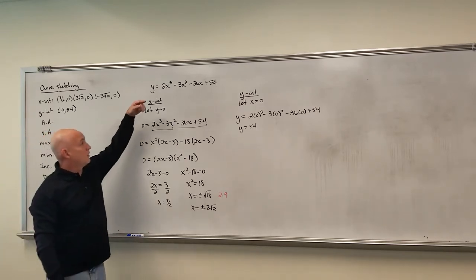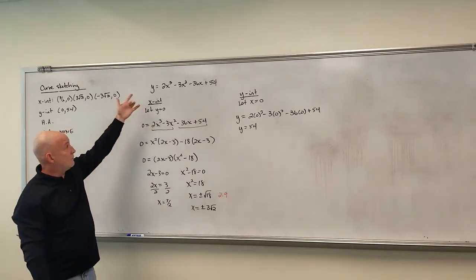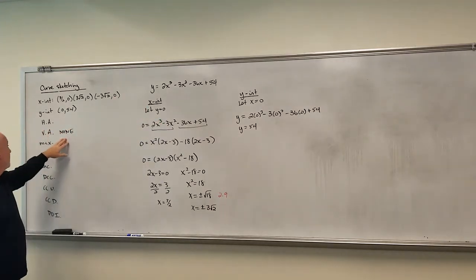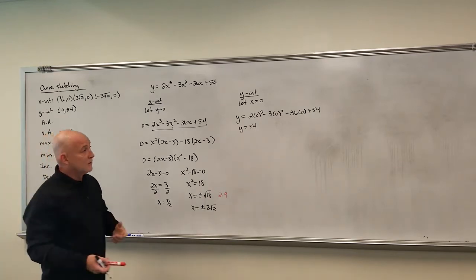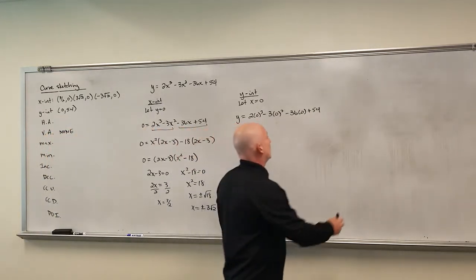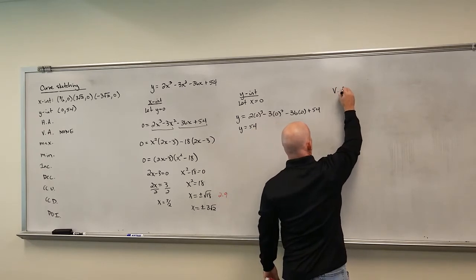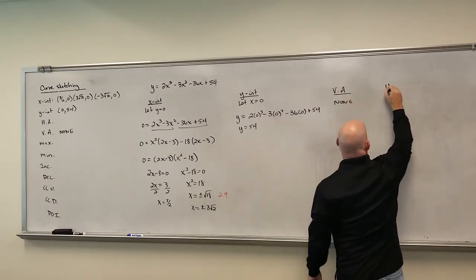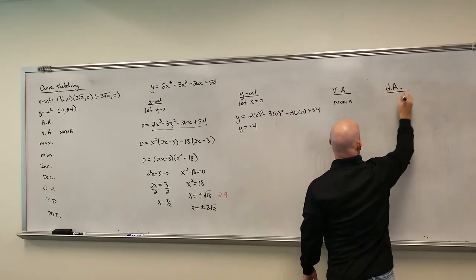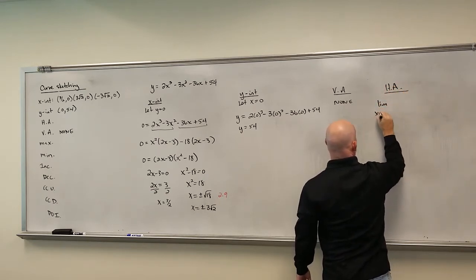Vertical asymptotes occur anywhere the bottom is equal to zero, but not the top. We don't have a fraction, so we don't have any vertical asymptotes. I'm sorry, I read them out of order. Horizontal asymptotes, now, we've seen this in a previous video. So here I'm just going to say vertical asymptotes: none.